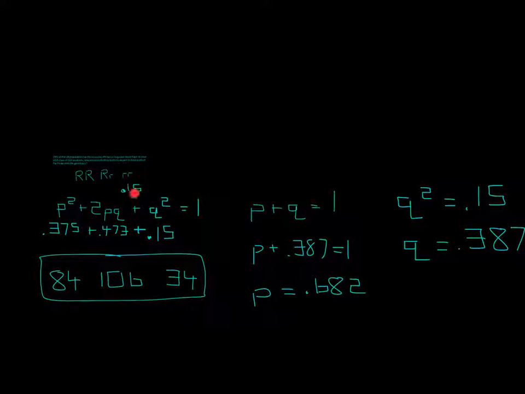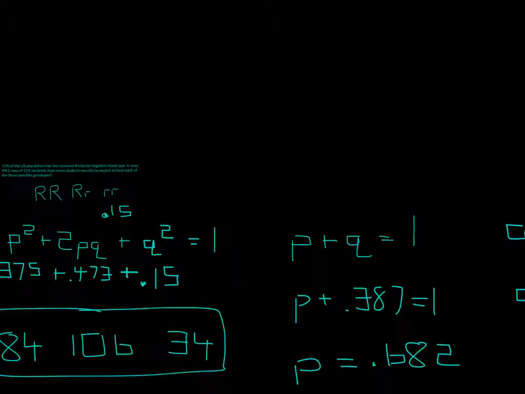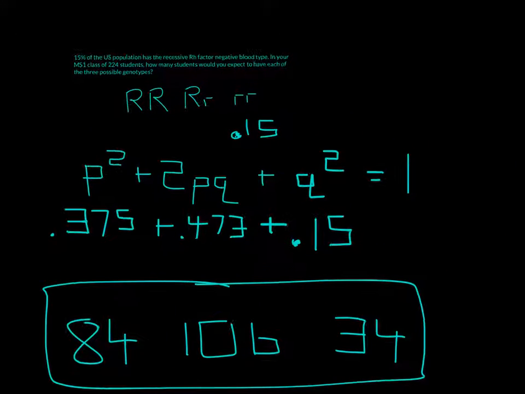We have the frequencies of all of our genotypes, and the actual question asked us, in our class of 224 students, how many of each would have these genotypes, right? So now we multiply each one of these by 224 to get our various numbers. So 84, 106, and 34. These are rounded, because these are people.